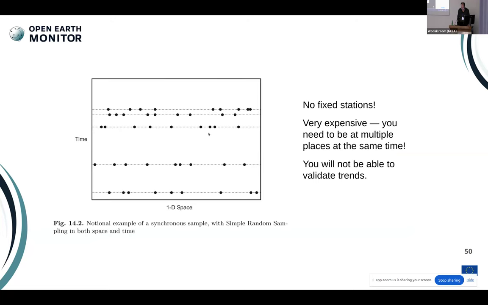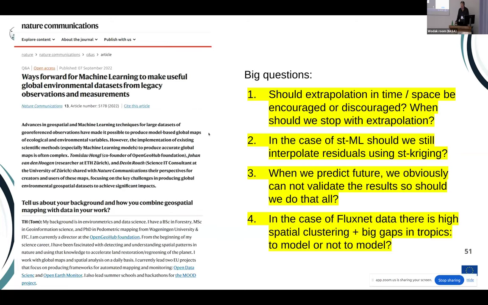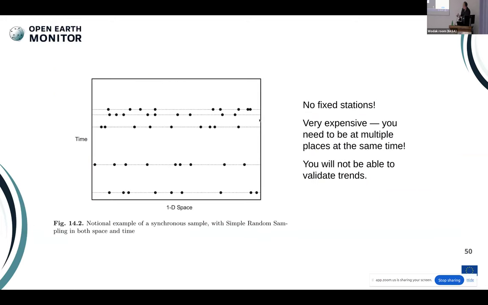So you see the time is this way, and this is space. So what happens? There are no fixed stations. You have to always move. So it's very expensive, and you need to be at multiple places at the same time. And you will not be able to validate trends, because you don't have measurements through time, so you'll never be able to validate the trends. Anyway, with this, I stop.